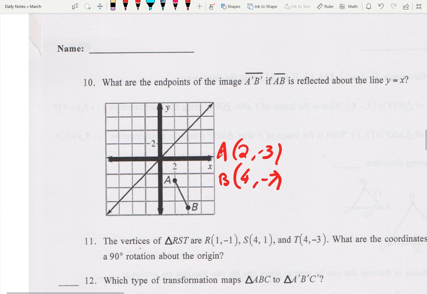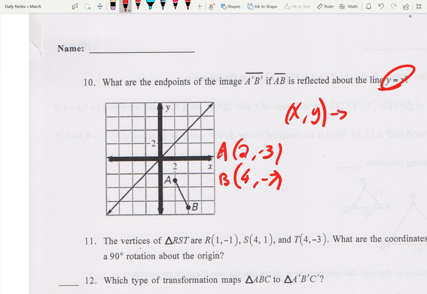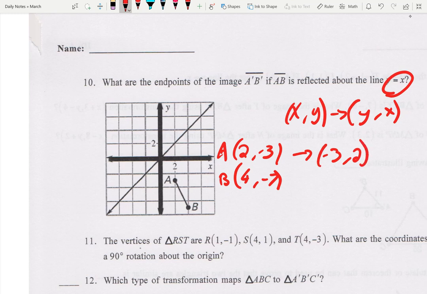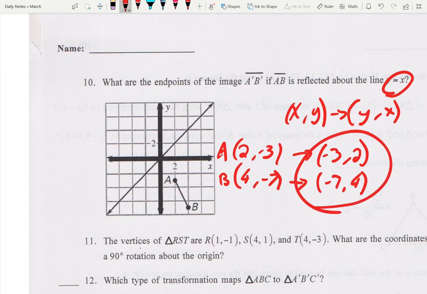Now, if it reflects across the line y equals x, follow the rule. So remember, you'll be given this rule. It'll be on the board or it'll be on your cheat sheet. But the rule for the line y equals x is (x, y) translates to (y, x). So essentially, the points flip around. They don't change their sign, they just flip around. So 2, negative 3 becomes negative 3, 2. And 4, negative 7 becomes negative 7, 4. And so these are your answers.